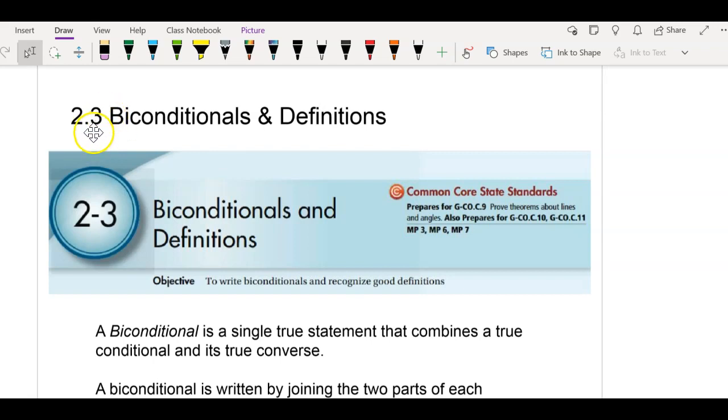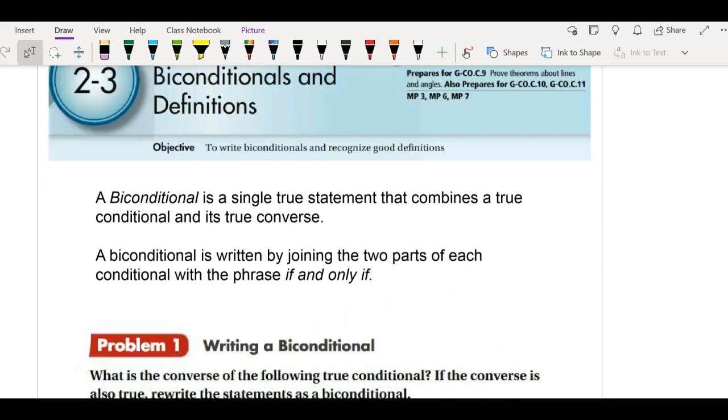So this is section 2.3, biconditionals and definitions. When we finish, we're going to be able to write biconditionals and recognize a good definition. A biconditional is a single true statement that combines a true conditional and its true converse.